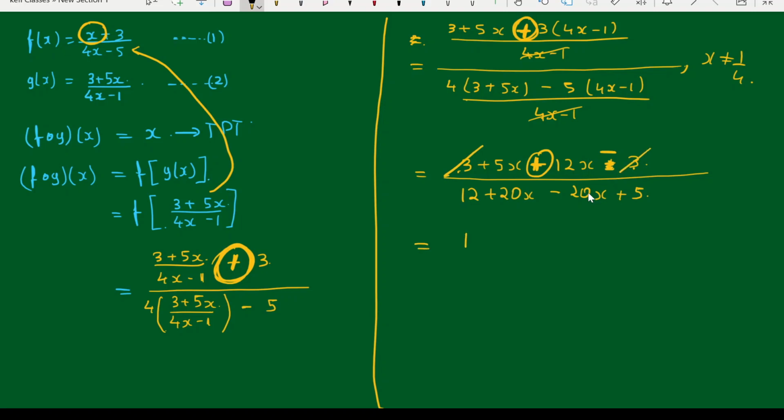5x plus 12x is 17x divided by 20x. 20x cancels. 12 plus 5 is 17, which is equal to x. So FOG of x is equal to x. Okay.